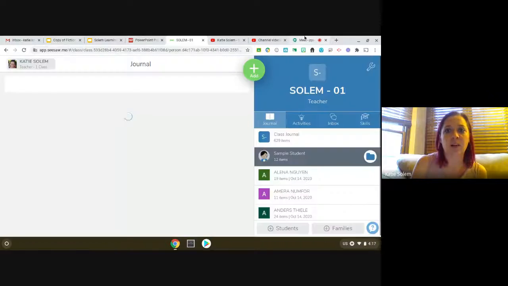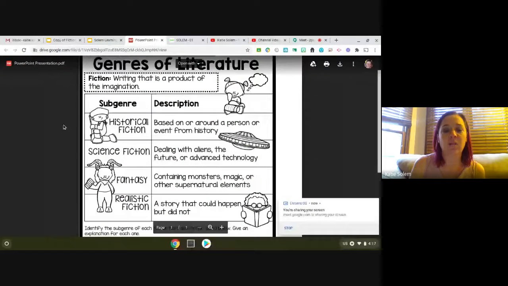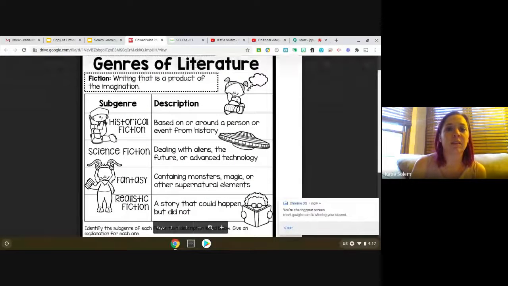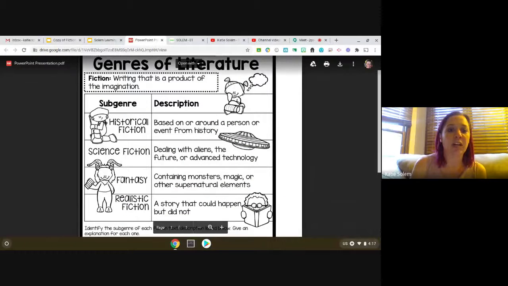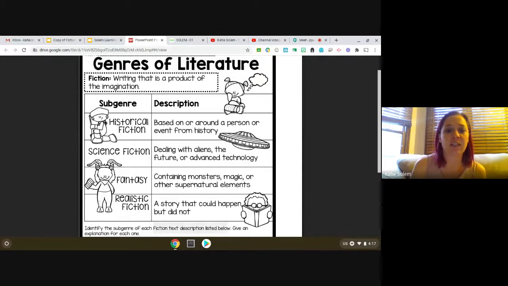Now, there are other types called subgenres in each category of fiction and nonfiction. I'm going to go over a few of those with you today. So, a few subgenres of fiction. There are four that I'm going to talk about today: historical fiction, science fiction, fantasy, and realistic fiction.